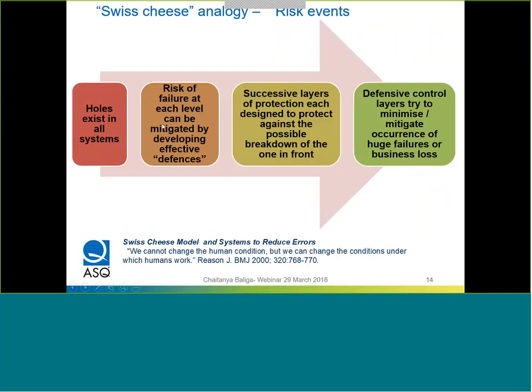We have to remember that these holes do exist in all our systems. The risk of failure at each level of defense can be mitigated by developing effective defenses. So we have a better escalation process or better identification of risk process. The successive layers throughout our processes should be designed in such a way that we can really capture these failures well in advance before it goes into a customer's hands or the users or any other stakeholders within our process control. This defense control can only minimize or mitigate occurrences of huge failures or business loss.